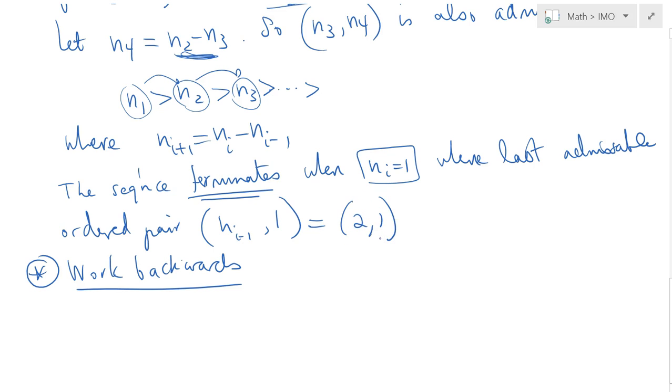But then we can further work backwards. So what is n sub i minus 2, right?